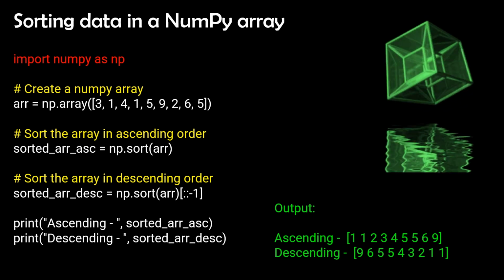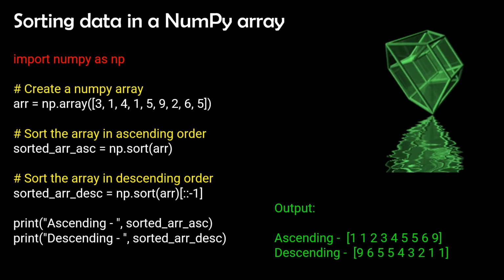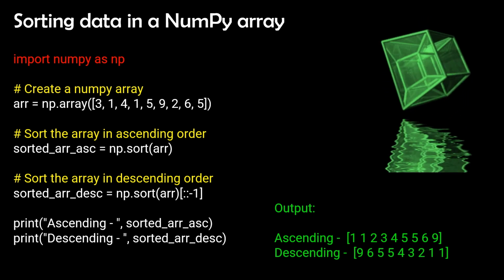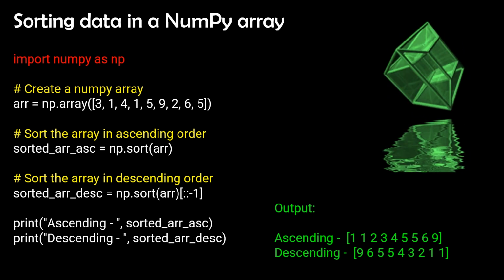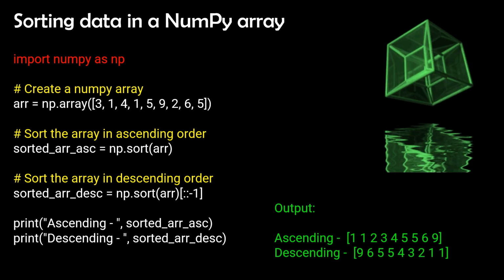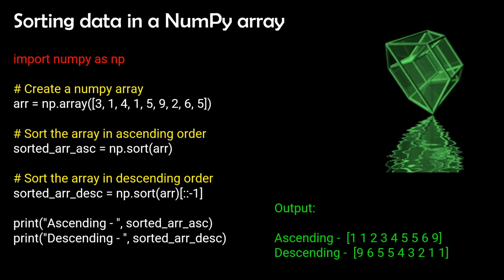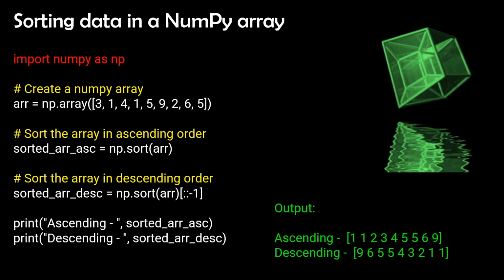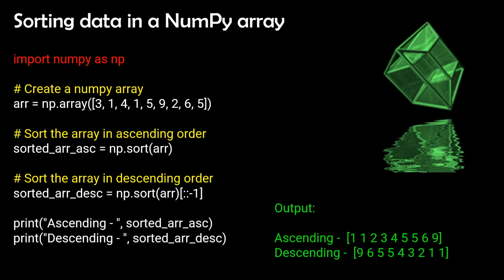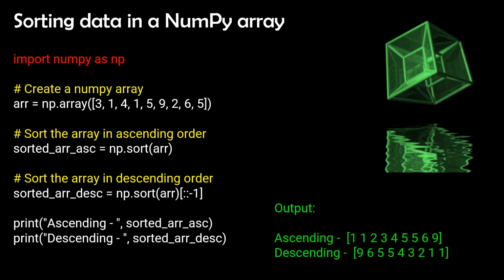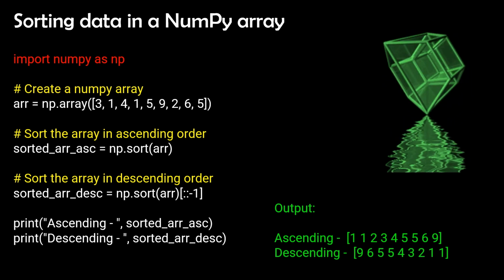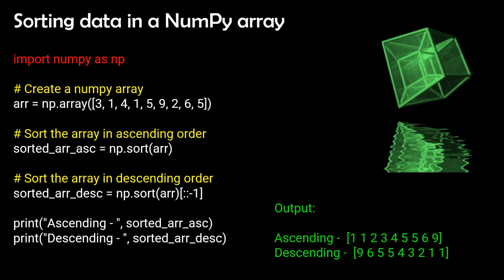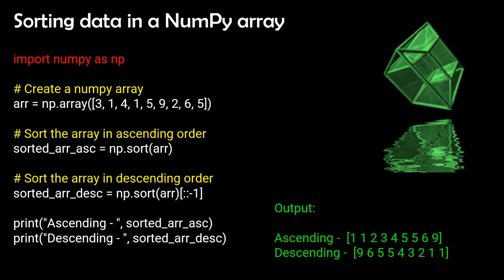Sorting a NumPy array. In this example, we create a NumPy array with values. We then sort the array in ascending order using the np.sort function, which returns a new sorted array. We assign this sorted array to the variable sorted_arr_asc. We also sort the array in descending order by using the ::-1 slicing syntax to reverse the order of the sorted array, and assign this sorted array to the variable sorted_arr_desc. Both sorted arrays are printed.